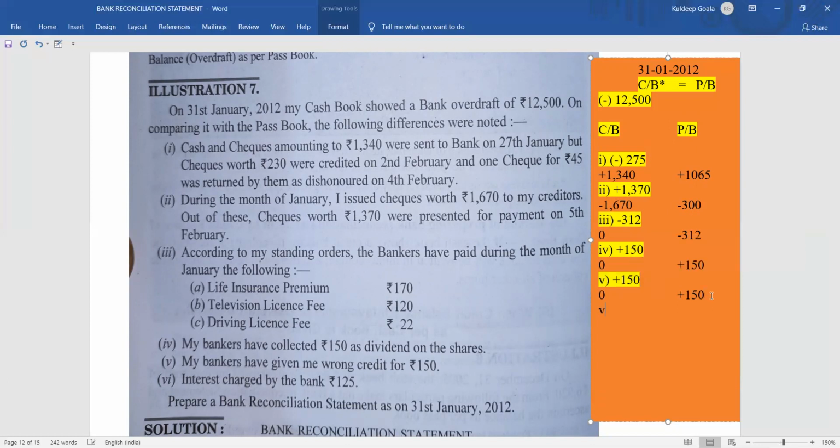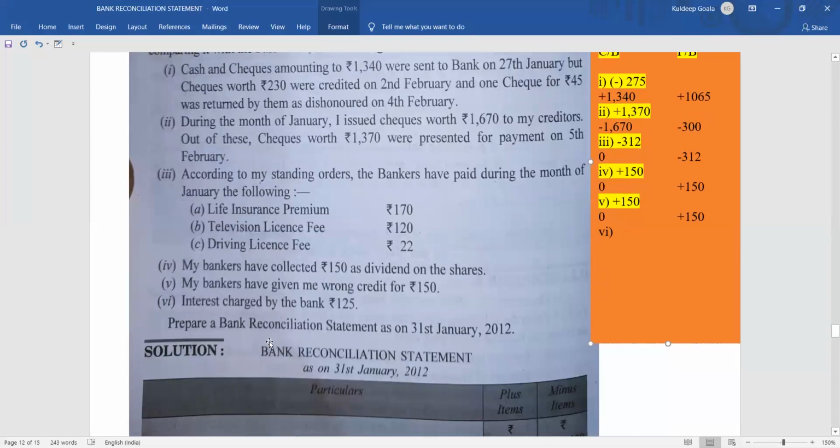Now coming to point number 6. I hope all of you are understanding it. It's a very interesting chapter, right? So next one is interest charged by the bank. So what is the amount of interest charge? 125. So interest charged by the bank. This time the bank is charging the money, that means deducting the money.